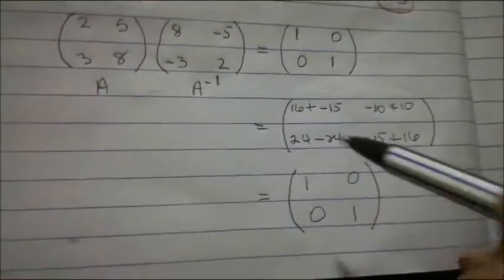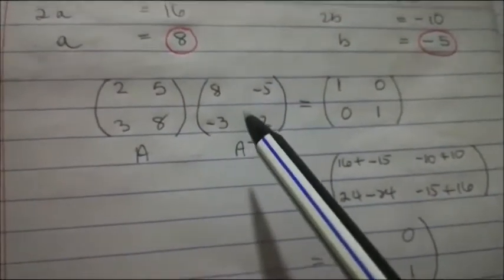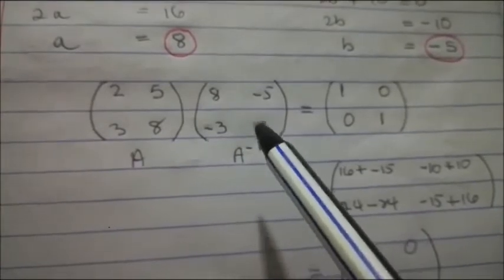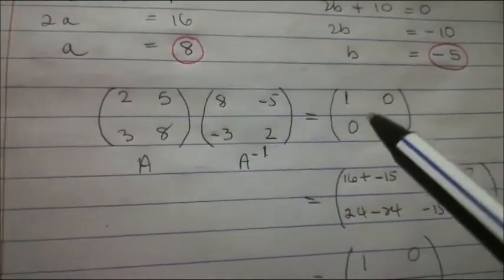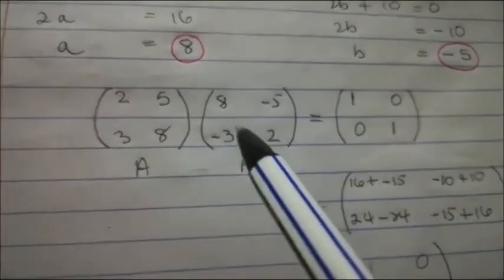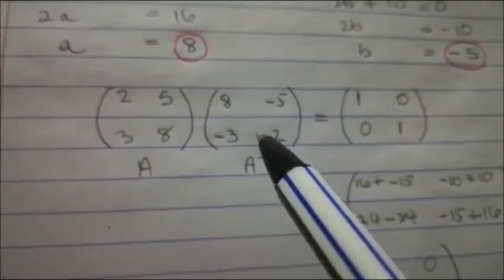So in actual fact, this inverse was a true inverse for the matrix A. And that is how we can use this identity matrix to find the inverse matrix.